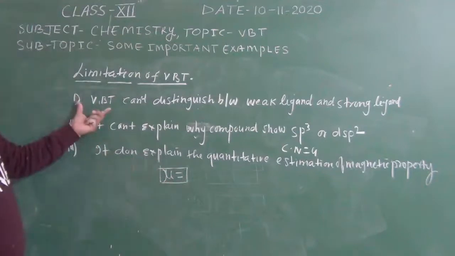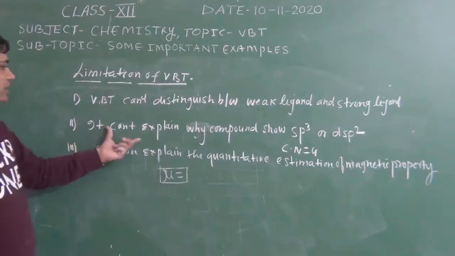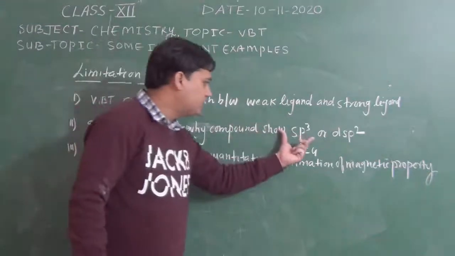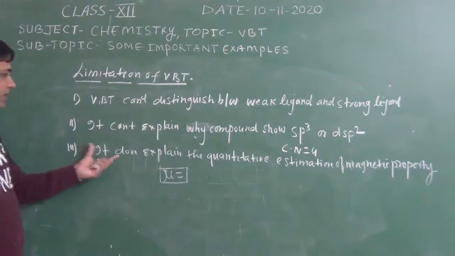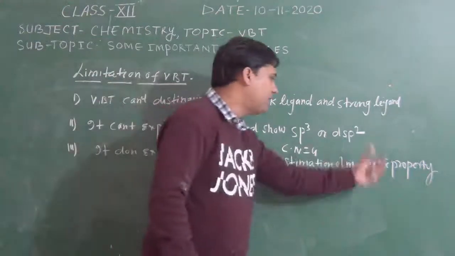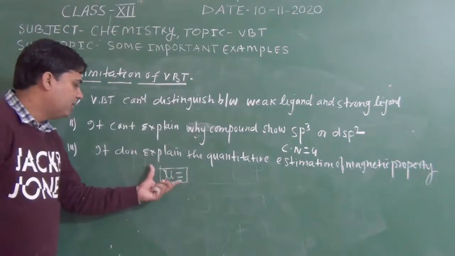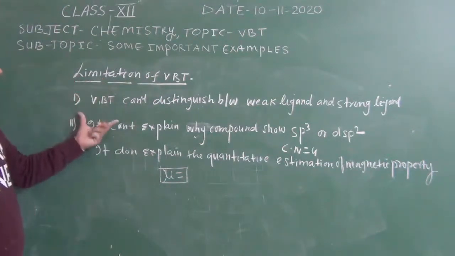So first, valence bond theory cannot distinguish between weak field ligand and strong field ligand. Second, it cannot explain why the central metal forms sp3 or dsp2 hybridization having coordination number 4. And next, it does not explain the quantitative estimation of magnetic property, that is, it is unable to calculate the value of mu. Okay, so these are the points related to the limitations of valence bond theory.